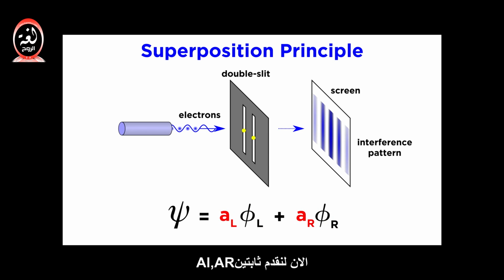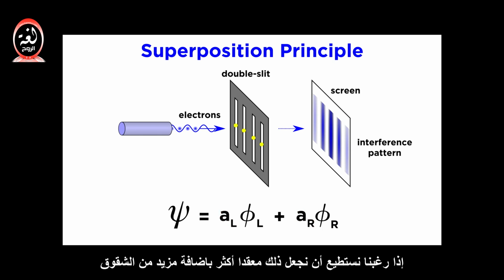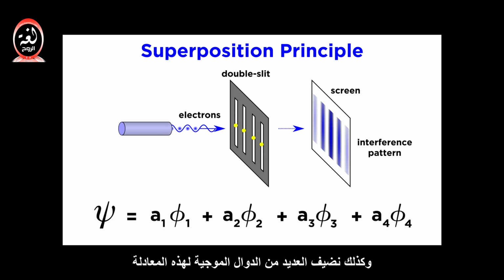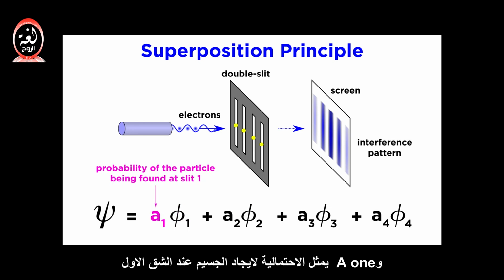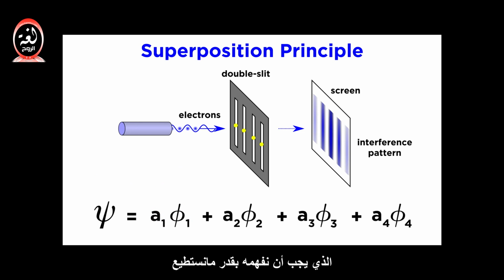Now let's introduce two constants, AL and AR, which represent the probabilities of the particle being at either slit. If we desired, we could make this more complicated by adding more slits, and in turn, we would simply add more wave functions to this equation, each with their own respective constant. If there were 4 slits, we would describe the superposition this way, with 4 wave functions and 4 constants, where phi1 represents the wave function of a particle at slit 1, and a1 represents the probability of the particle being found at slit 1, and the same for the other 3.